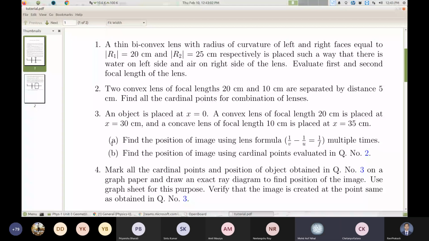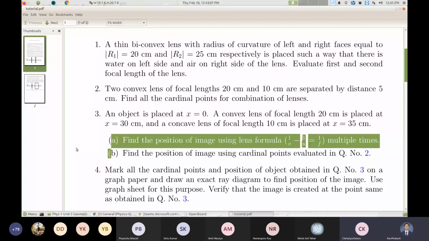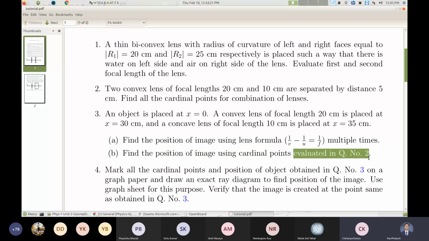Sir, mine came. Did you find any mistake? Sir, there was a mistake in the cardinal points. So just recheck, and yes, it's my error. I'll correct it. Either just replace the concave lens by a convex lens so that you can use the data of problem number 2, or calculate the cardinal points again. Okay.